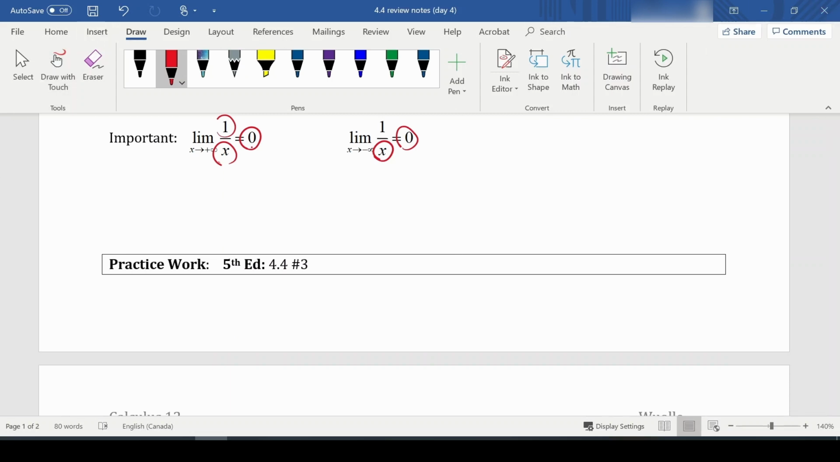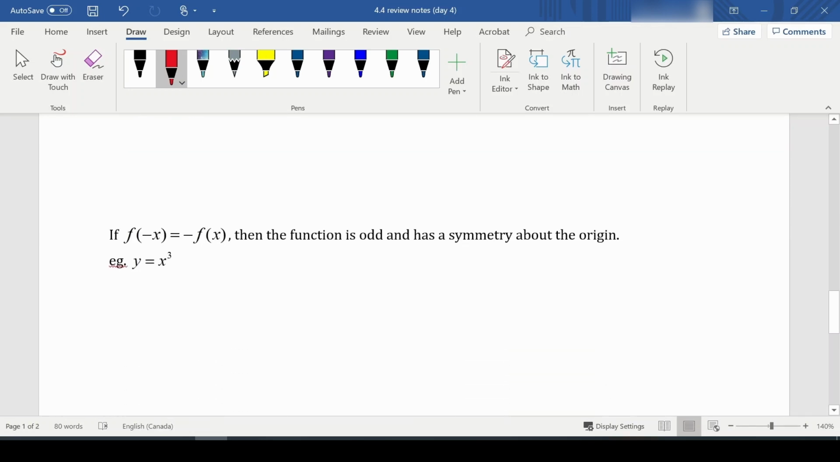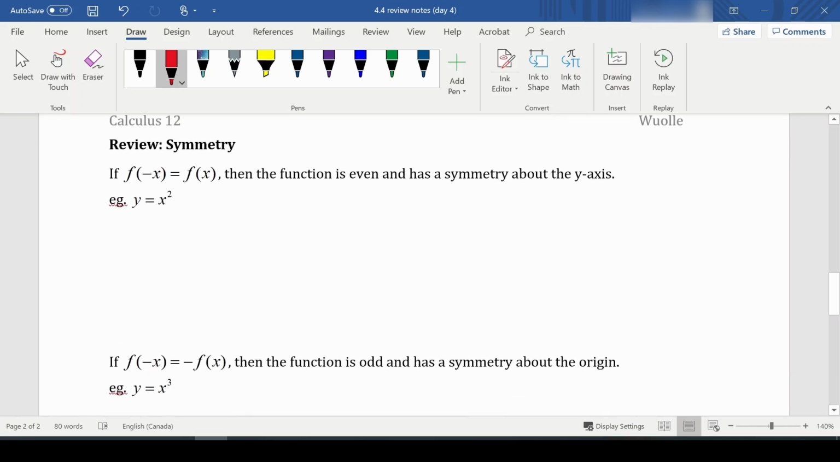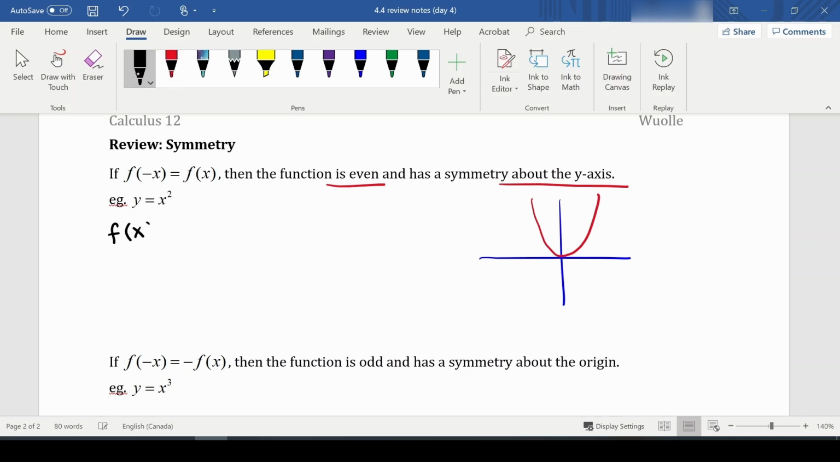Now, there are some practice questions there, but also just a little bit of a refresher about symmetry. If you have f of negative x equal f of x, this is an even function and has symmetry about the y-axis. So again, this could be something like a quadratic. A function would be something like y equals x squared. If f of x equals x squared, then f of negative x is negative x squared, which is also equal to x squared, our original function.